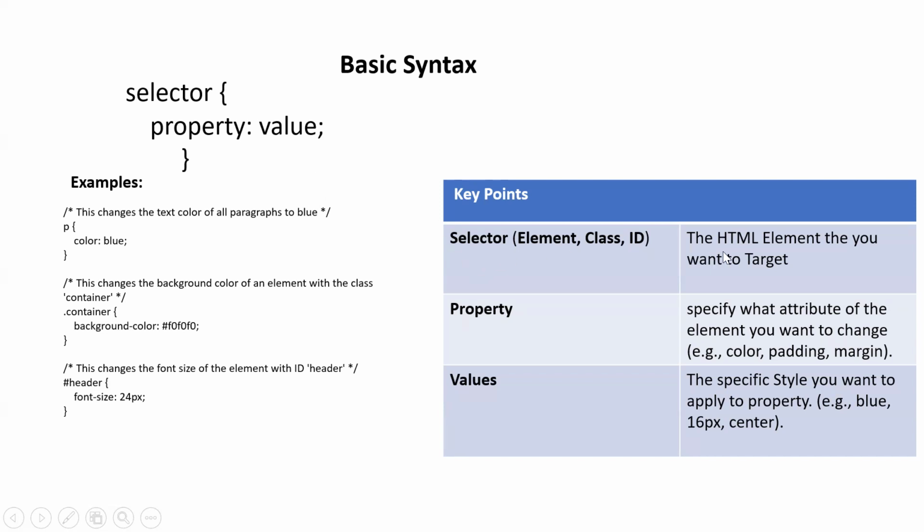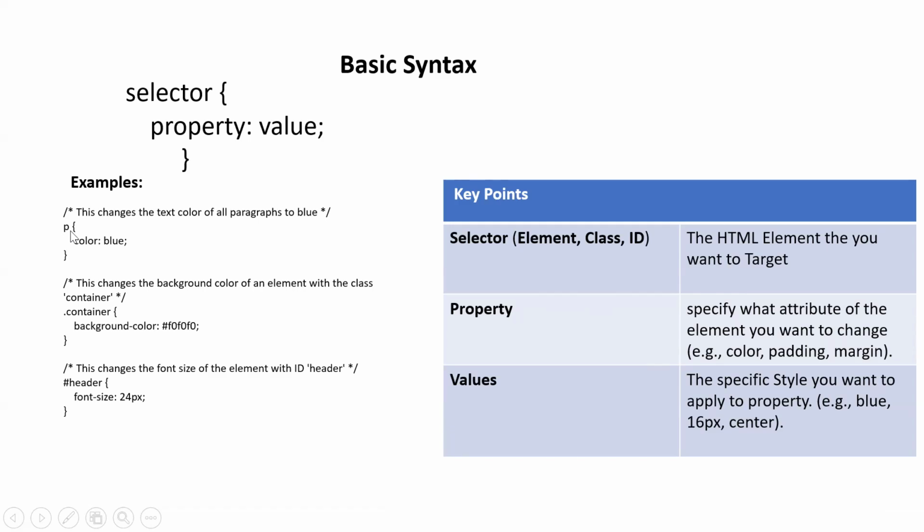Here, a selector is an HTML element that you want to target. Once you specify that selector, we have to provide the property, the attribute for that element which you want to change, any color or any property you want to change for that particular selector. You can do that by using a property. And you have to provide some style, what we call a value, for that specific property. So this is the example.